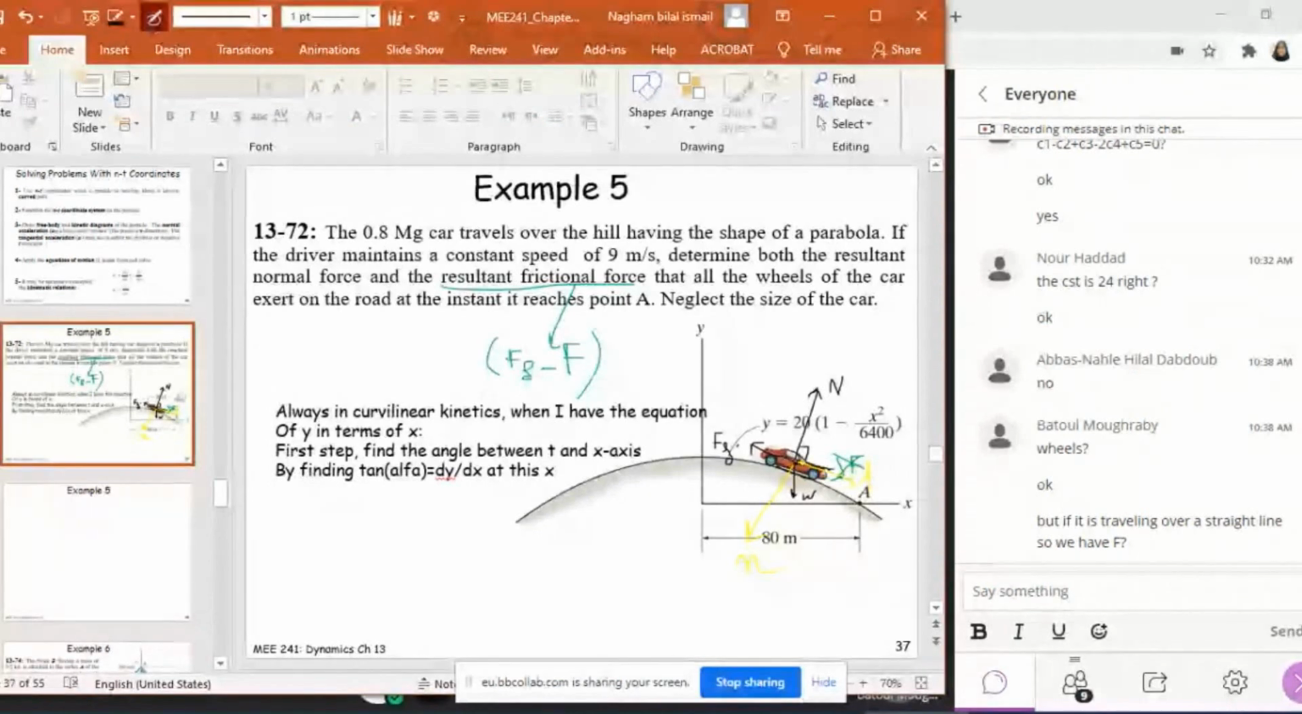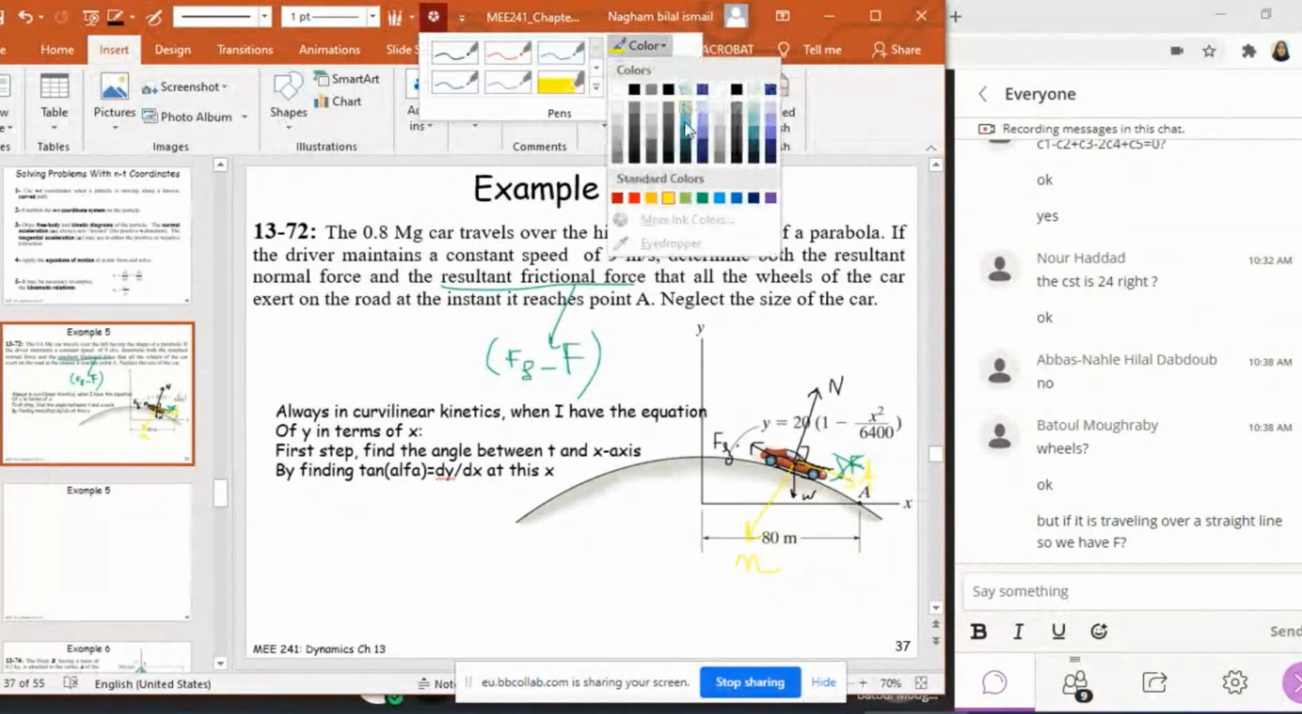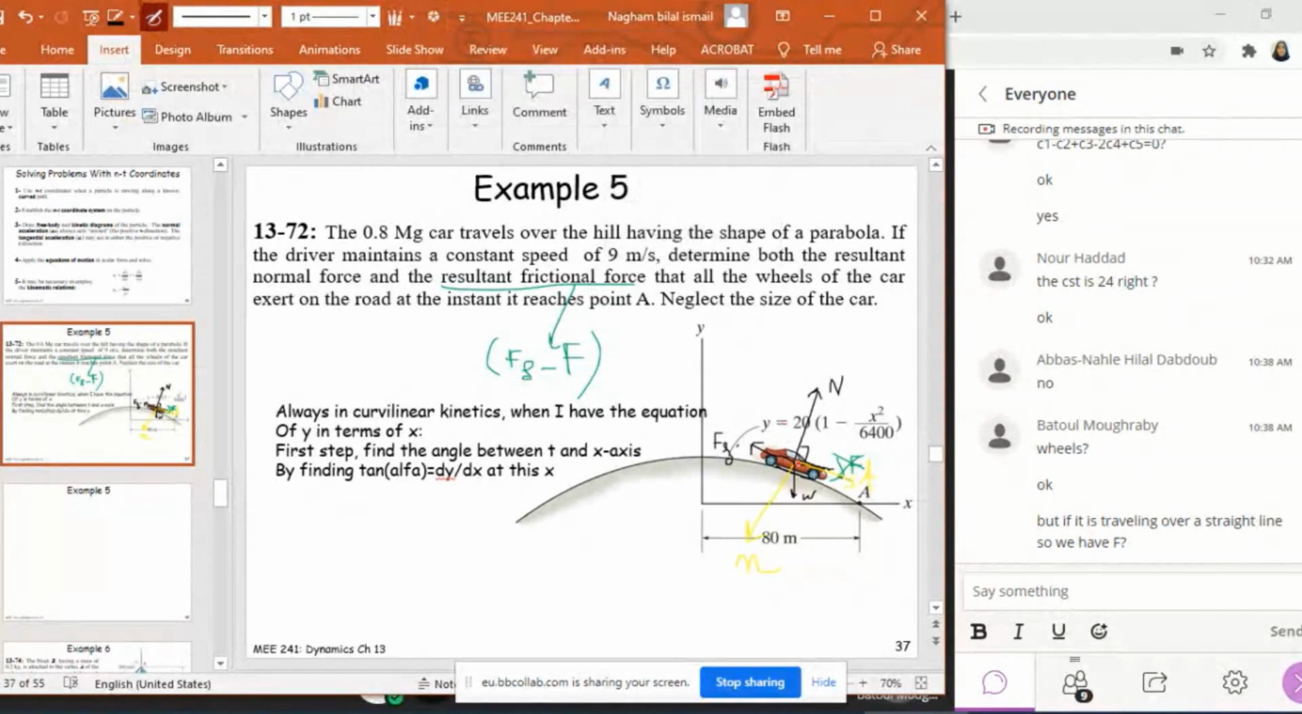Okay? So guys, in fact, let's put this in red. So this is x-axis. Always this angle alpha here between T and x-axis, tangent of alpha, will be dy over dx. It is the slope of the curve at this x.